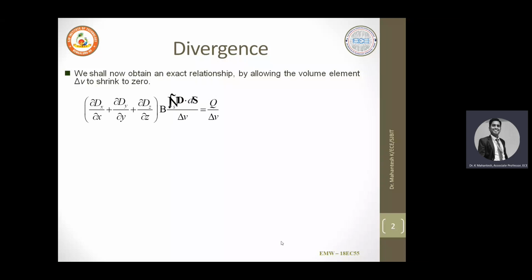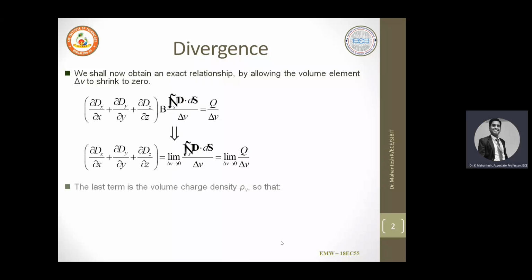As we know from our previous discussion of the divergence theorem, ∂Dx/∂x + ∂Dy/∂y + ∂Dz/∂z is equal to the surface integral of D·dS over delta V, which is equal to Q over delta V. So if we say the volume tends to 0, then ∂Dx/∂x + ∂Dy/∂y + ∂Dz/∂z will be equal to the limit as delta V tends to 0 of the surface integral of D·dS over delta V, which is equal to the limit as delta V tends to 0 of Q over delta V.